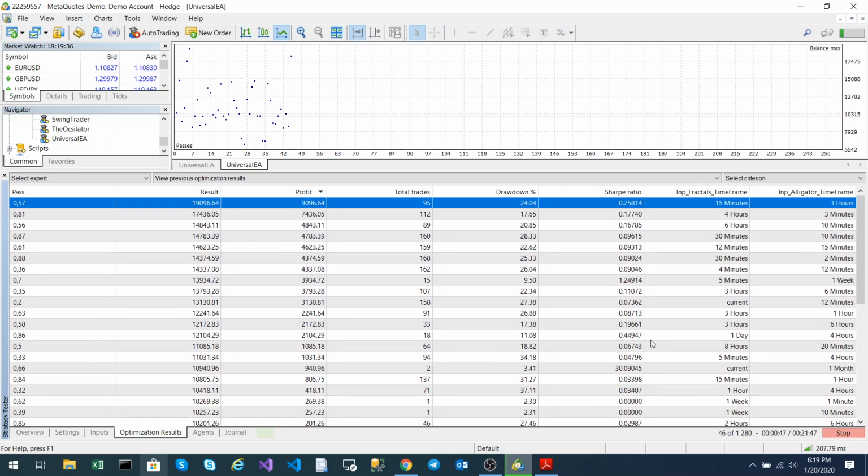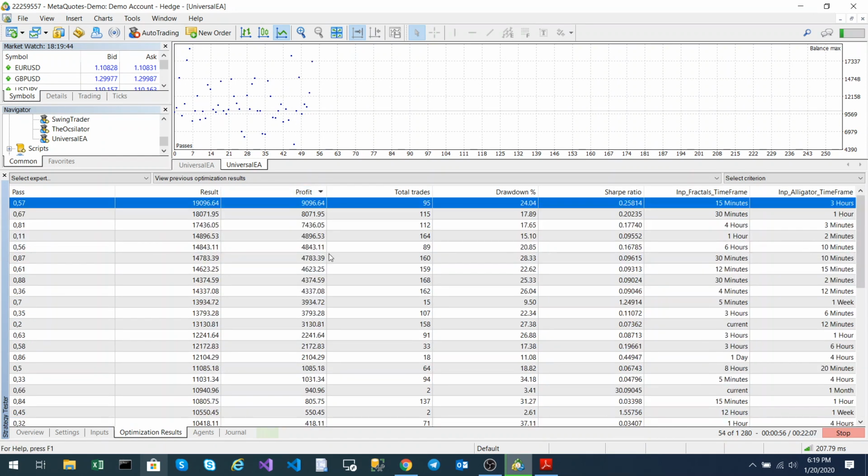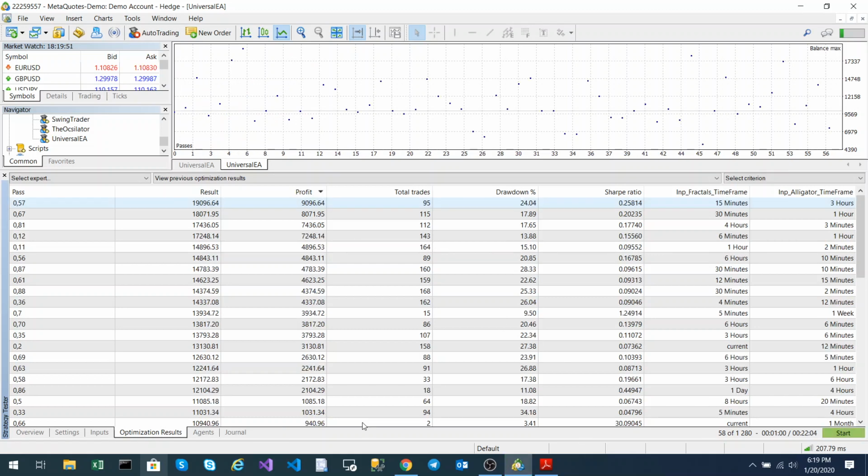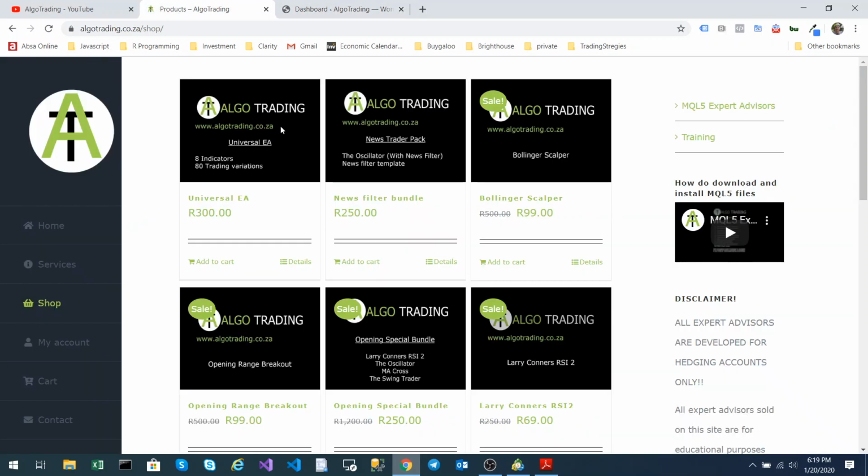So that just shows you an example of what the algorithm or the EA does. You could choose whether you want to use all indicators, or you could choose whether you want to use one indicator. The choice is purely up to you. And I think you guys are going to have a lot of fun testing this with the back tester because the variations are endless. So I hope you enjoyed that video.